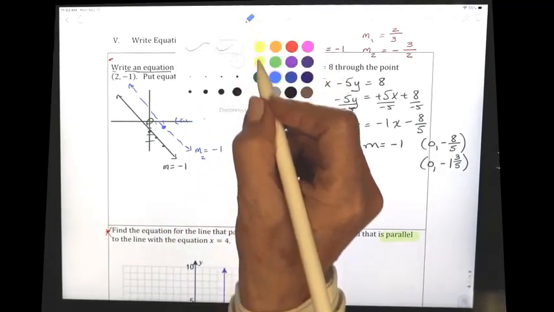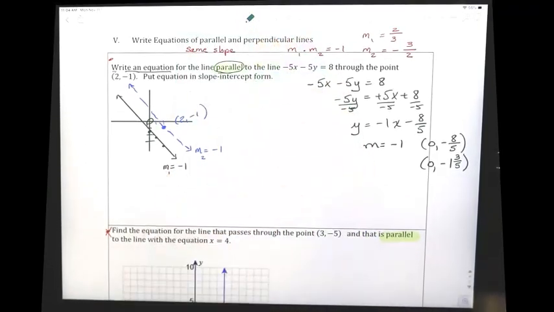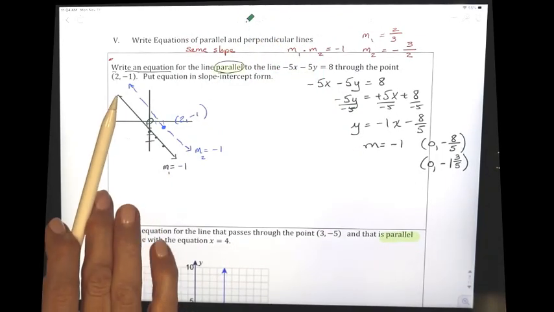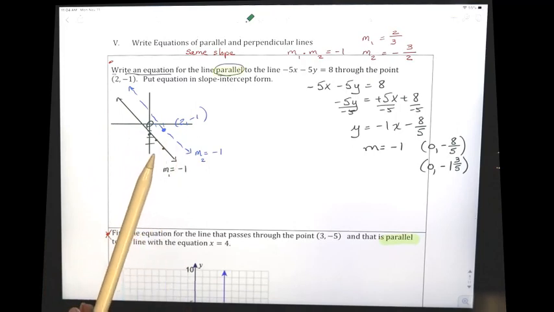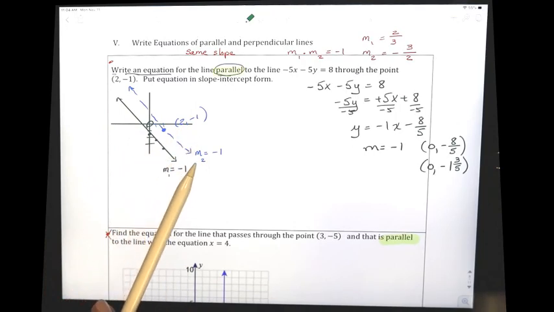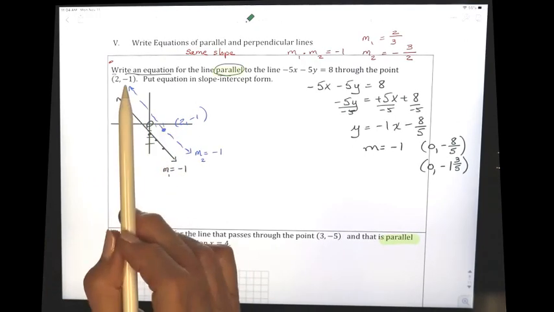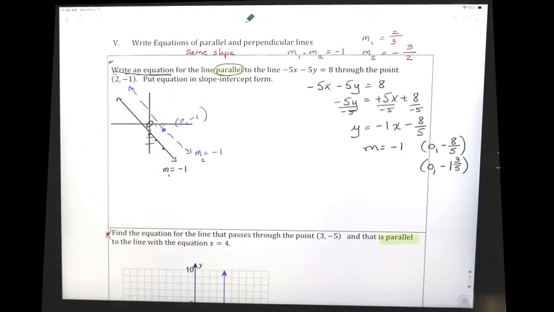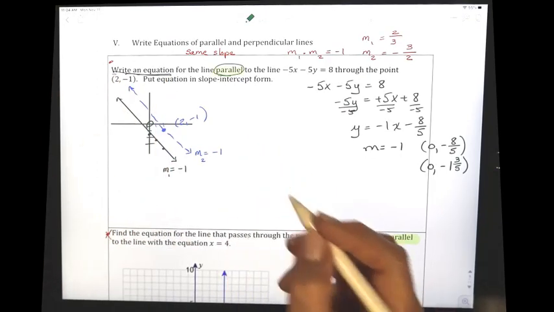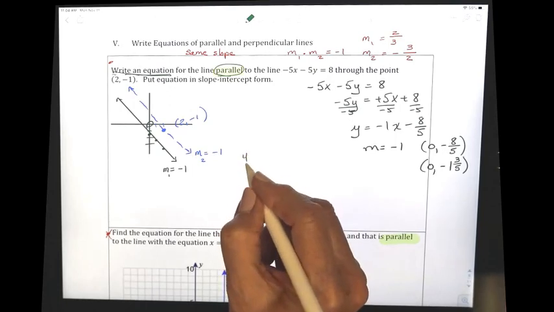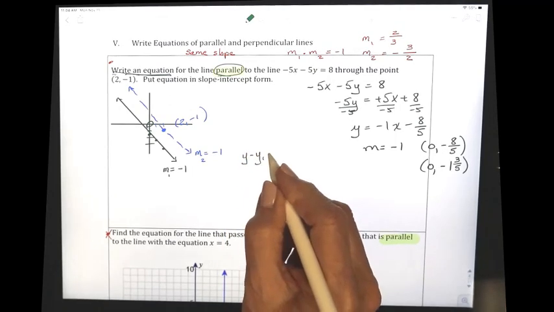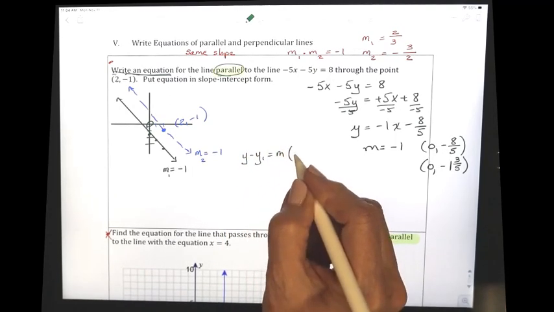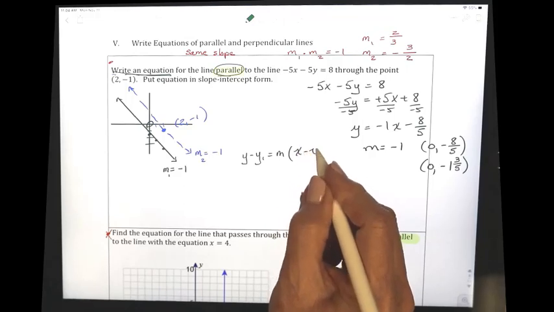Let me do subscripts here so we can track which goes with the first line and which goes with the second line. So now the blue line, I have two pieces of information. That's all I need. I've got a point and I've got the slope. So can I write the equation for the line? Yes, I can. It requires that I squeeze in here that point slope formula that we talked about in some earlier conversations.